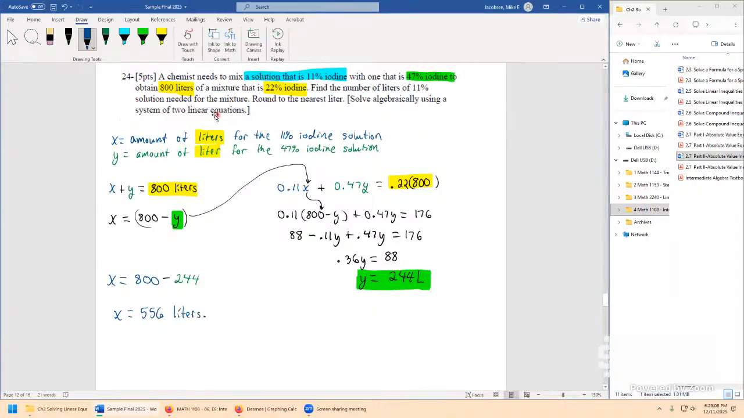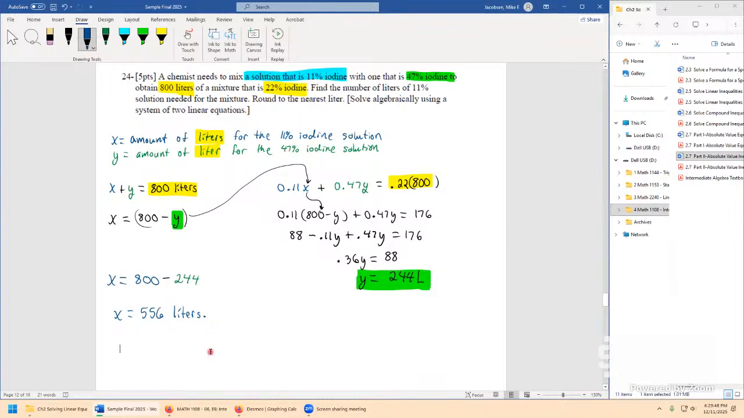Well, we did it, folks. We wanted 800 liters at a concentration of 22% iodine. So that means we had to double the concentration of the 11% solution, but we're doubling that concentration with another solution that's almost 50% iodine. That's why we didn't use too much of the super concentrated solution at nearly 50%. We used mostly the more watered down solution at 11%, 556 liters. And it's more than just a splash, it's a good chunk, but less than half for the more concentrated one to get to that 22%.